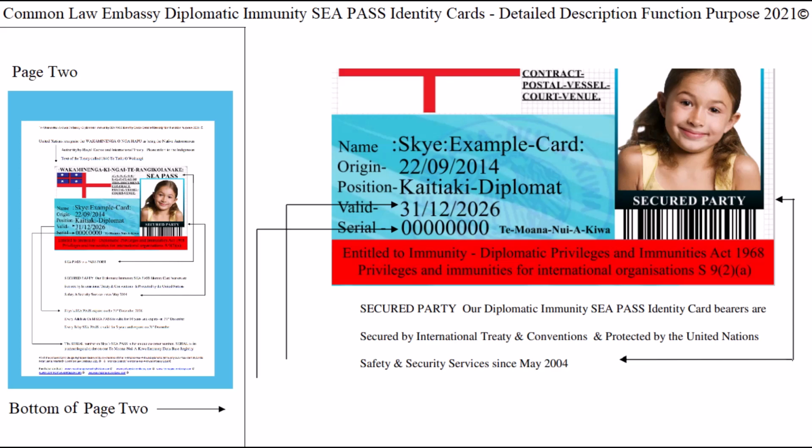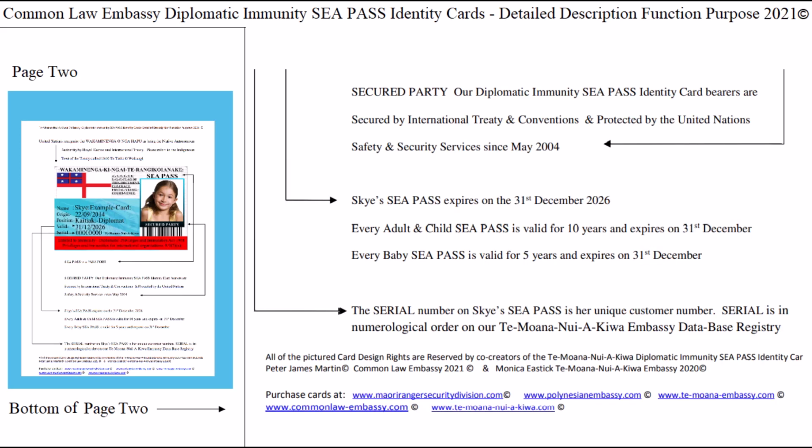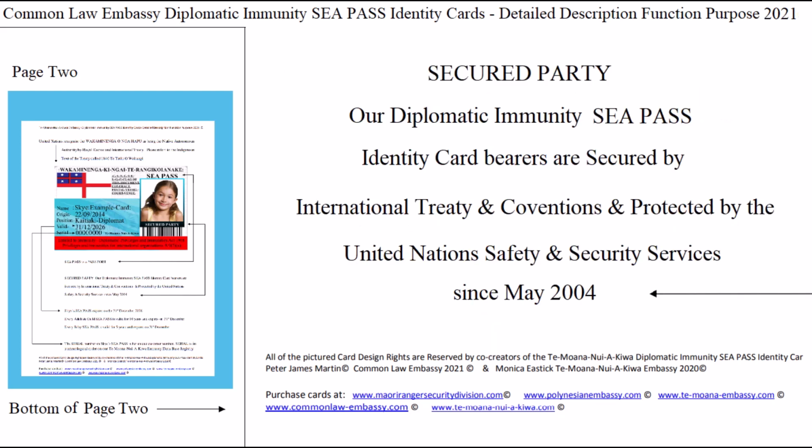Secured party. Our diplomatic community CPass identity card bearers are secured by international treaty and conventions and are protected by the United Nations Safety and Security Services since May 2004. In May 2004, Carla White from Waitangi took a copy of the He Whakaputanga, the Te Tiriti o Waitangi, and the 1834 trading flag over to New York, where the United Nations Safety and Security Services recognized these items and stamped a copy of the He Whakaputanga and the Te Tiriti o Waitangi for both Carla White and Colt Gregory.